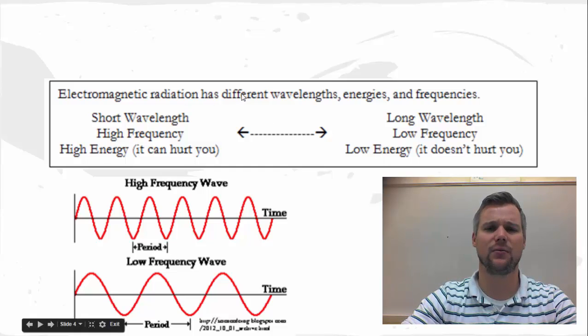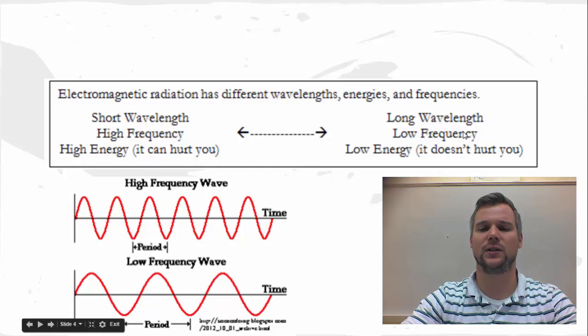Then we have electromagnetic radiation, which we can summarize in this document right here. The short wavelengths have high frequency and high energy. They can hurt you. This is like gamma rays. The long wavelengths have low frequency, low energy, can't hurt you, like microwaves sort of. And then really radio waves exhibit this set of properties here.